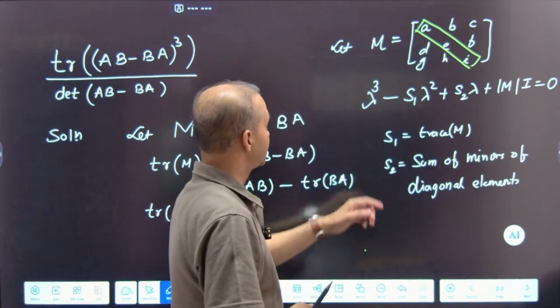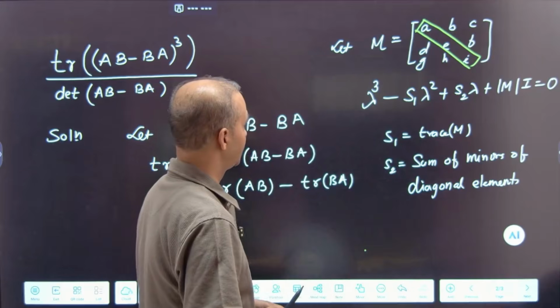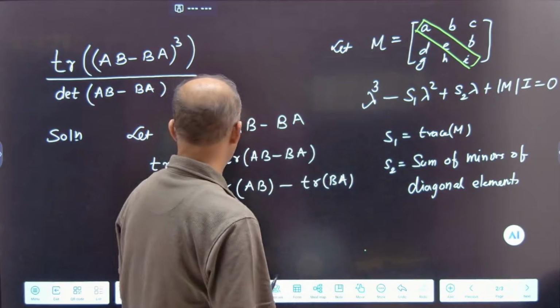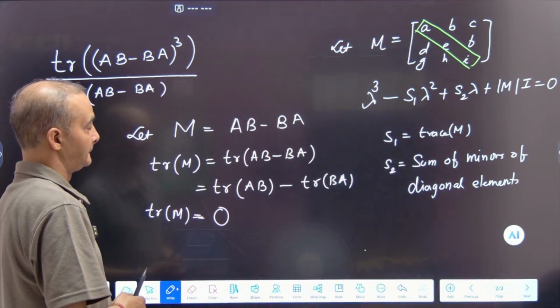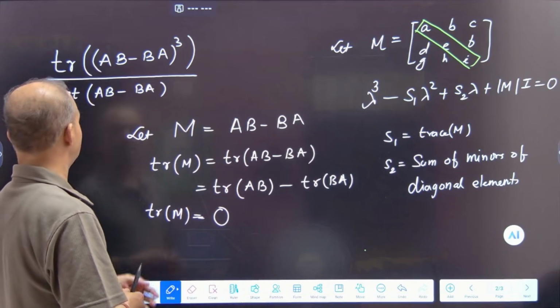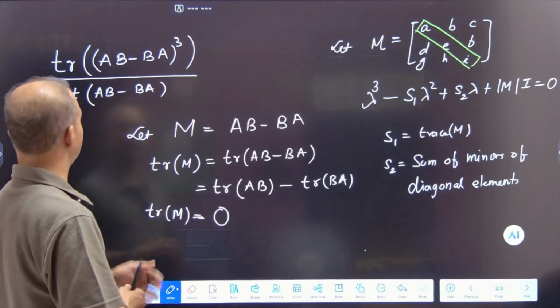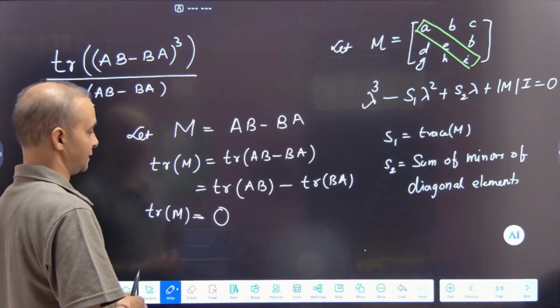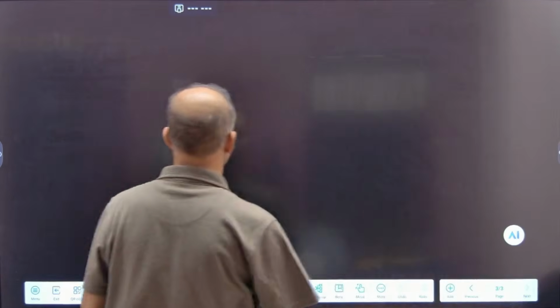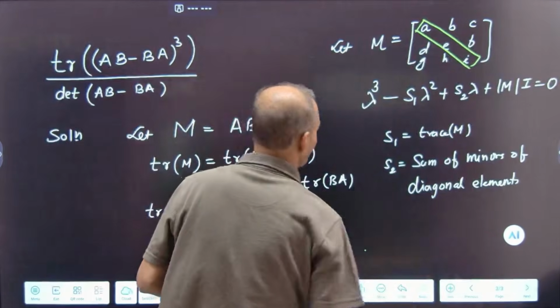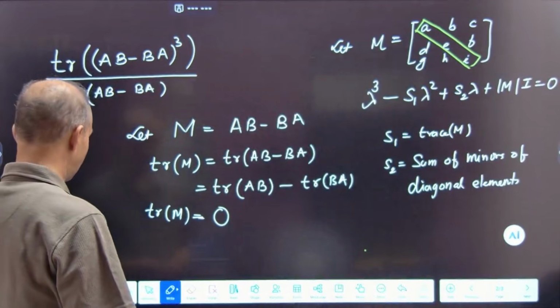Now this is the characteristic equation we have, and by using this, we can find out the trace of this matrix M. How can we find it? The trace of M cube, by the way, divided by the determinant of AB minus BA. So how do we do that? Let's do it. Suppose, so what we have is this one.